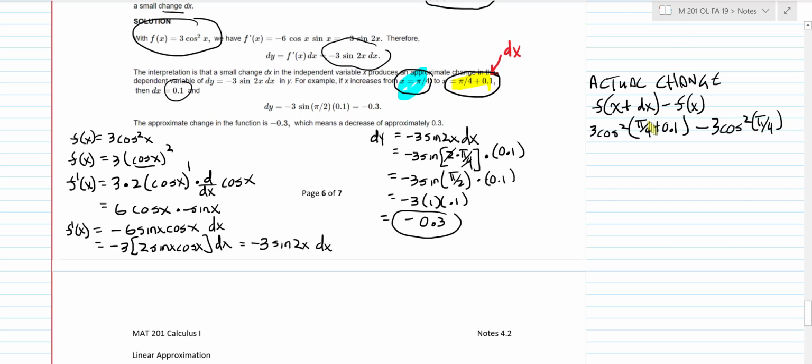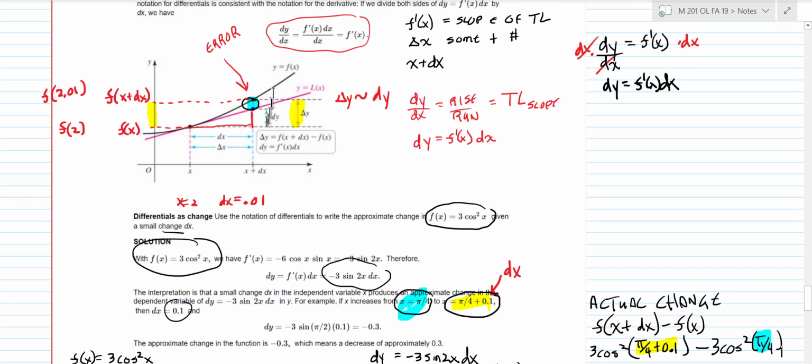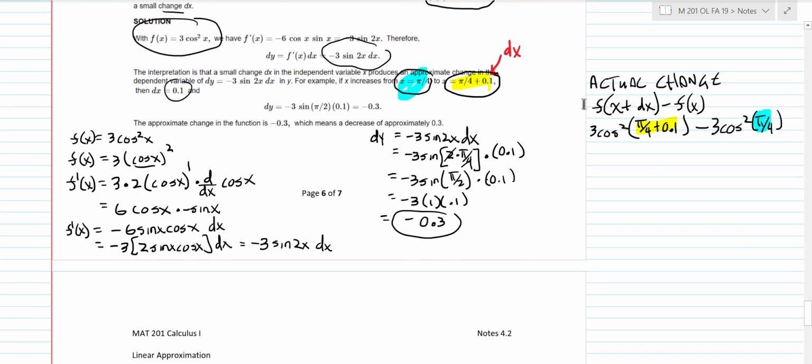So we're just looking at the difference between these two values. Now, if you go back and look at the diagram, that's what delta y is, that change, the difference between those two function values. Okay, when we actually do this on the calculator, I'm just going to write one more step. This is really 3 times cosine of pi over 4 plus 0.1, and then we'll square that. And this other thing, again, I'm going to do on the calculator: cosine of pi over 4, squared, like that.